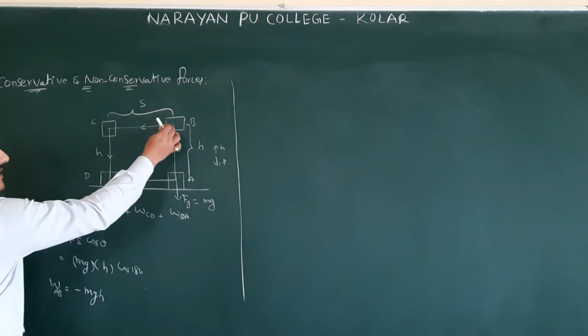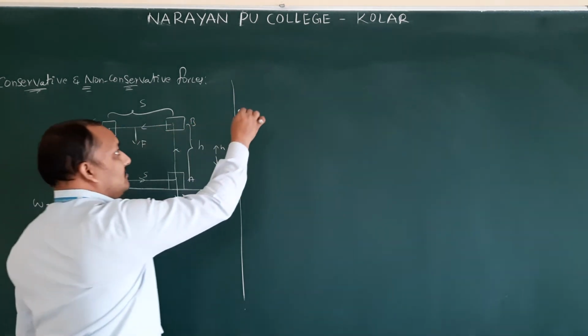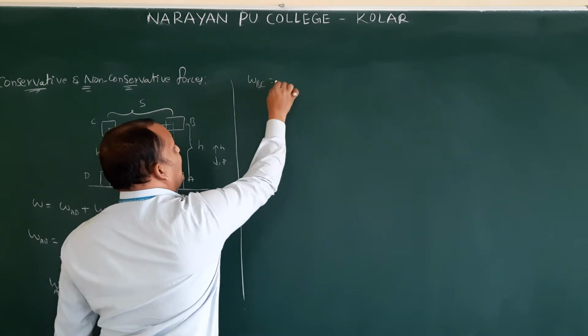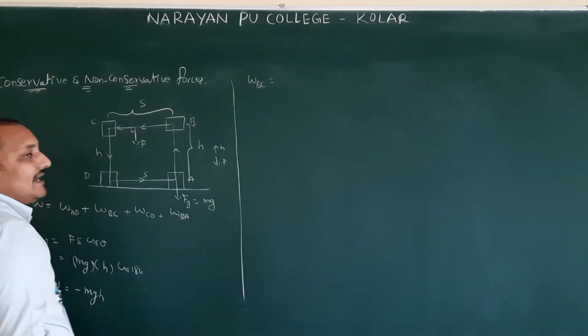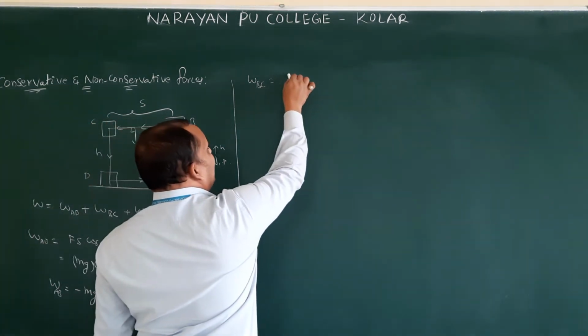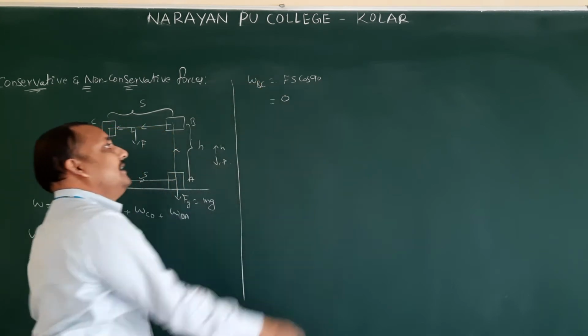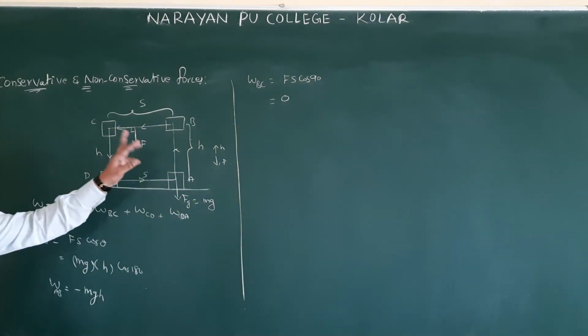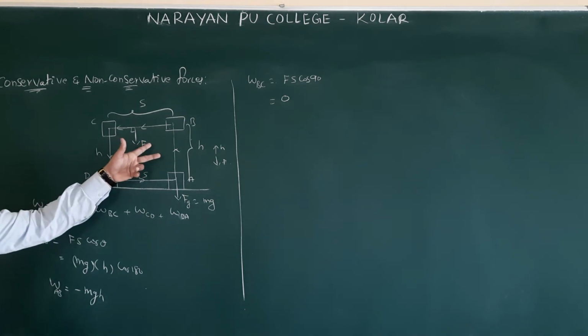Next, work done to bring the object from B to C. Gravitational force will act downwards. From B to C, displacement is in this direction. Now what is the angle? The angle is 90 degrees. Then directly we can write Fs cos 90. Cos 90 means 0. So work done by the gravitational force to bring the object from B to C is going to become 0.